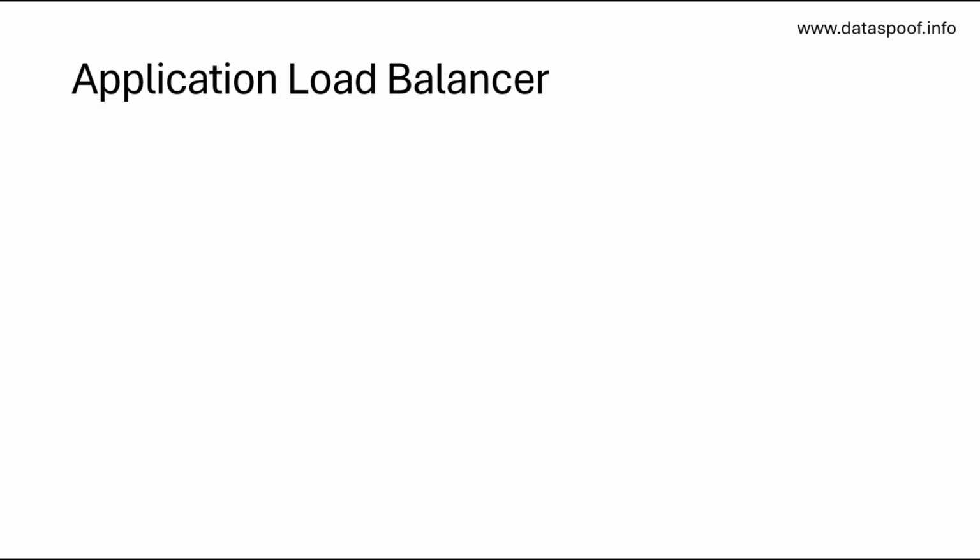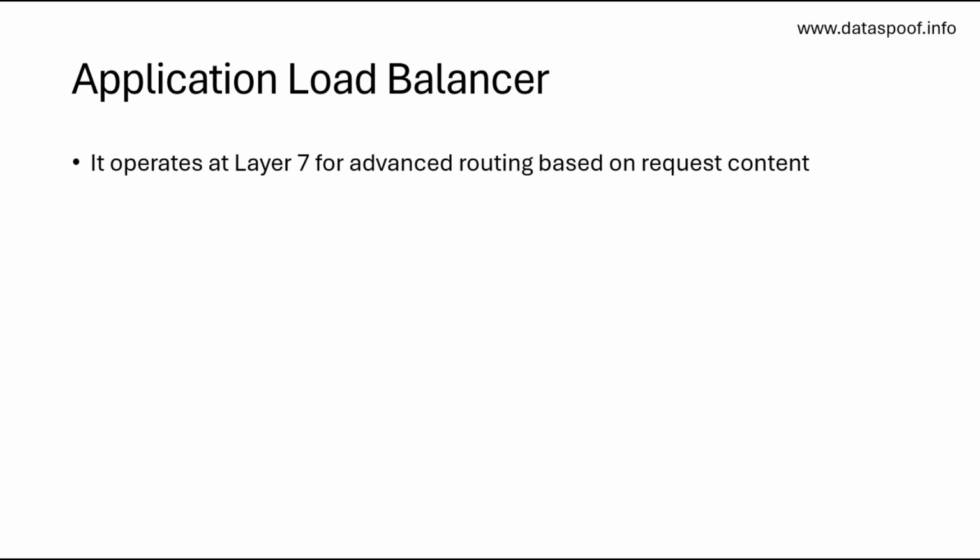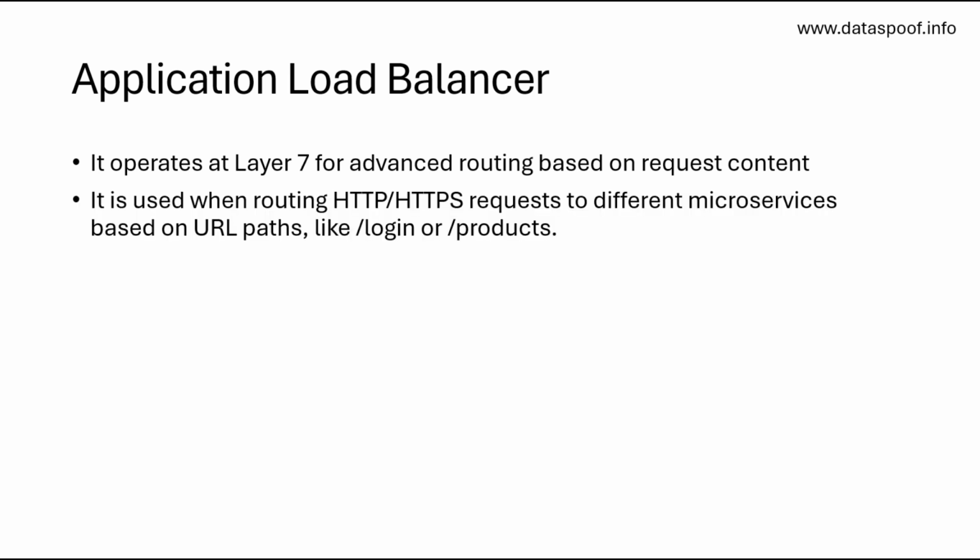First of all, let us start with application load balancer. It operates at layer 7 of the OSI model for advanced routing. Let us understand with the help of an example. Suppose that you are getting an HTTPS request to various microservices on your URL path like login or product. At that point of time, application load balancer will be used. So when you have to deal with multiple microservices, application load balancer will be used.